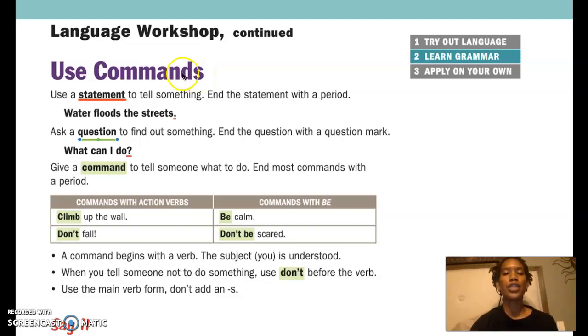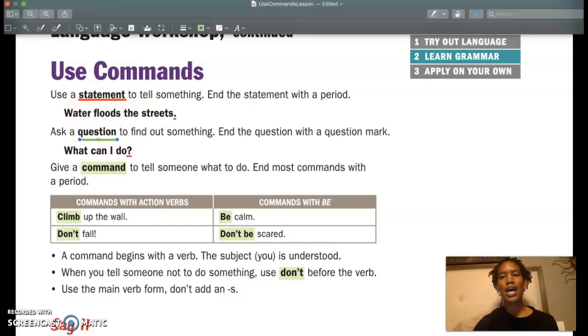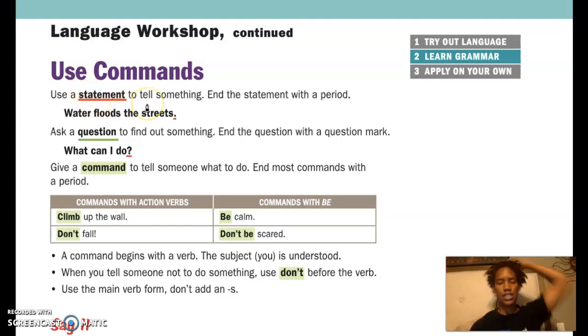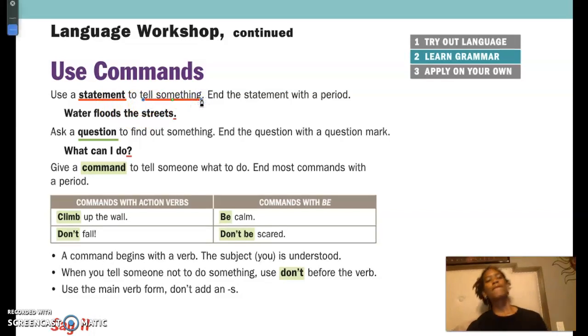Okay, before you can understand what is a command, you need to understand what is a statement and what is a question. Okay, a statement tells something. Okay, use a statement to tell something. So, for example, my name is Miss Ayers. This is an example of a statement. Okay, I have one dog. This is an example of a statement. Okay, because I'm simply telling something. I'm giving information. All right.